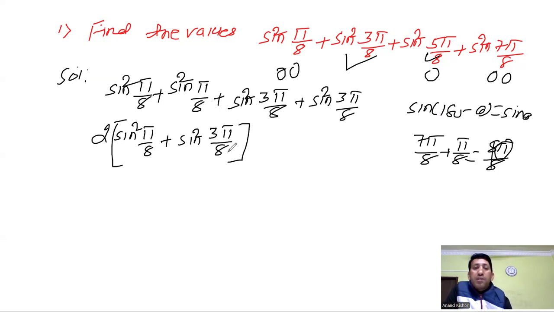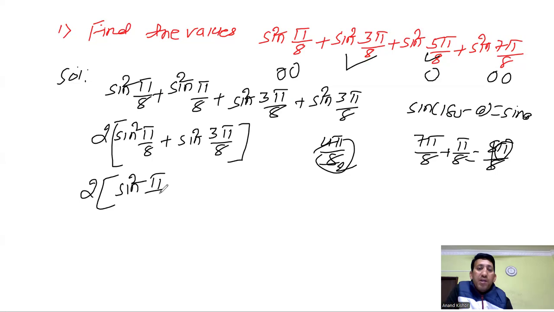Okay. Now see, here also both denominators are the same. So 3 pi plus pi, 4 pi, and 4 pi by 8 means pi by 2. See, in this the two angles are complementary. So if two angles are complementary, we can write directly sine square pi by 8 plus cos square pi by 8. In place of 3 pi by 8, we can write cos square pi by 8.